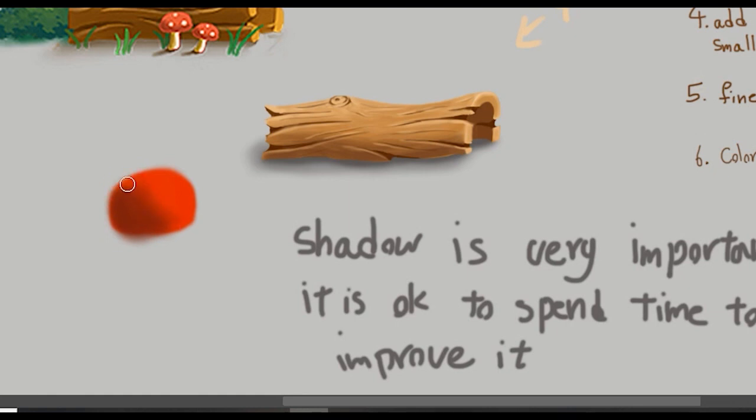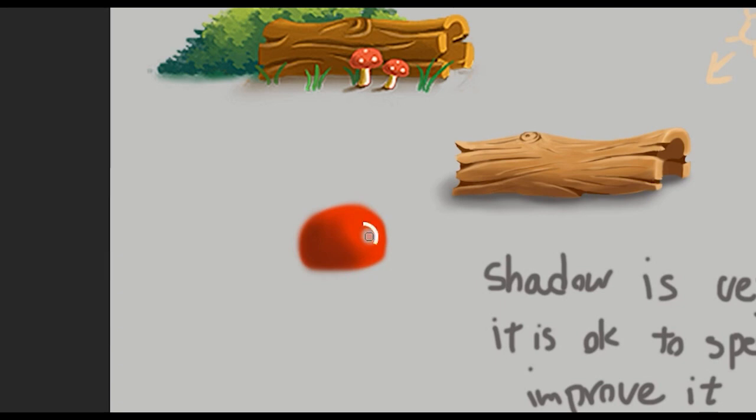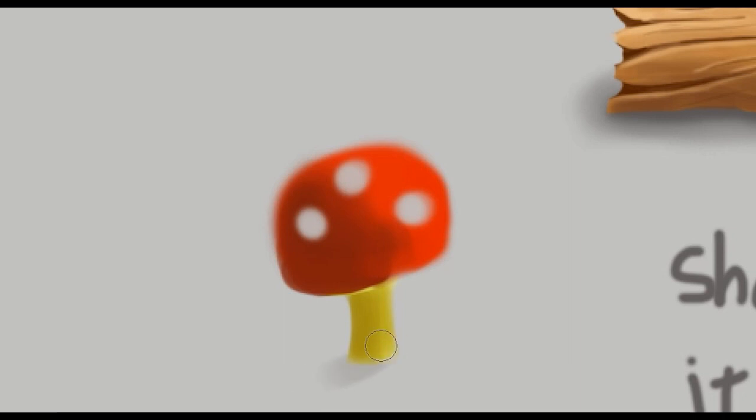It's very simple. Start with the base color, maybe red, then with a darker shade of red, paint on one side, then with a lighter color, maybe yellow, paint the base of the mushroom and add light and dark to show that it's a 3D form. Finally, add shadow below it.